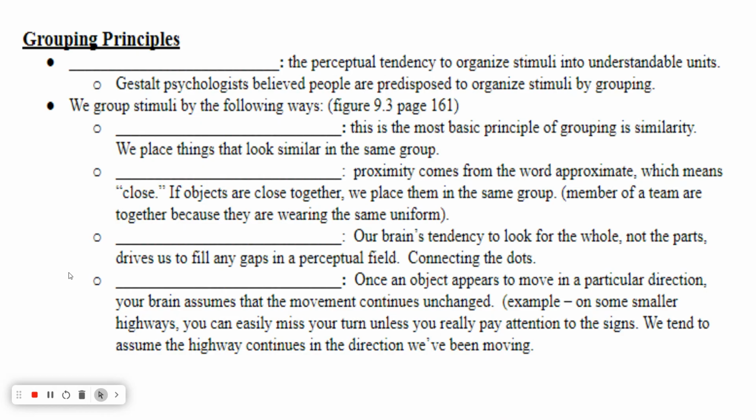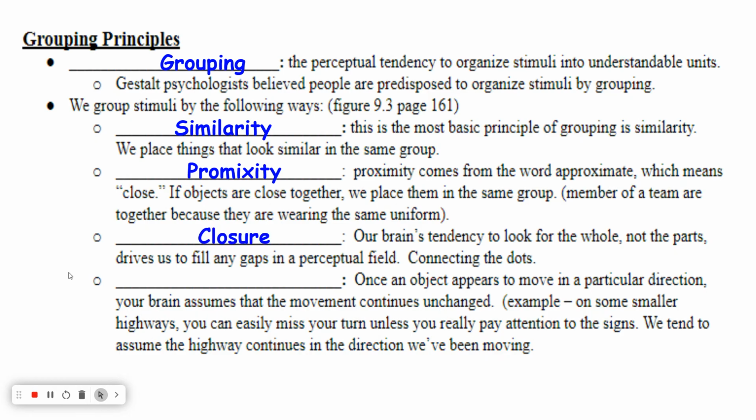So there are some grouping principles that our Gestalt psychologists like to talk about. Grouping is basically a perceptual tendency to organize stimuli into understandable units. And Gestalt psychologists believe that we are predisposed to organize stimuli by grouping. We're going to group things that look similar. So if we have a group of students wearing their uniform on a Friday, we might assume that they're part of a team, okay? Because they all look the same. Or if we have a group of uniformed students in blue or white polos, we might assume that they're Catholic school students, okay? Proximity. This is a word that means proximate. It also means close. So we tend to group things that are close together.